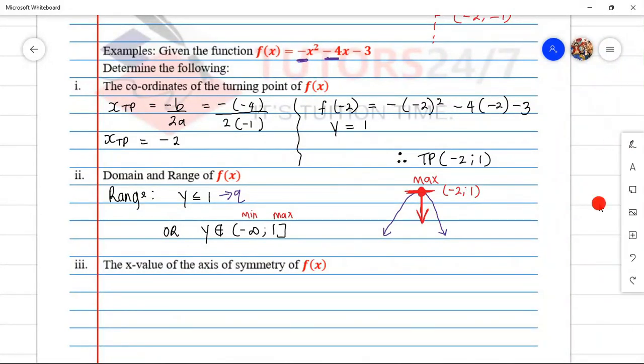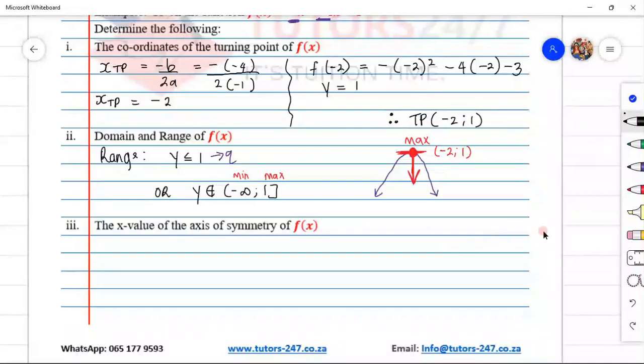Now, let us find our axis of symmetry. So if we draw our graph once more, and this would represent our turning point, which has coordinates -2 and positive 1. If we were to cut our graph along this x value, we know that the left hand side is going to be equal to the right hand side. Therefore, our x value of symmetry is x equals -2.